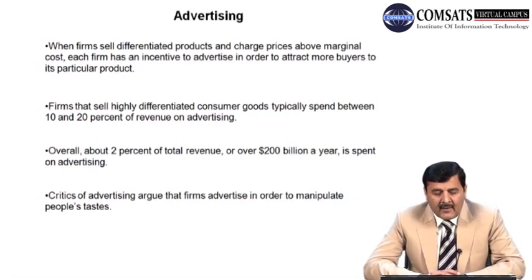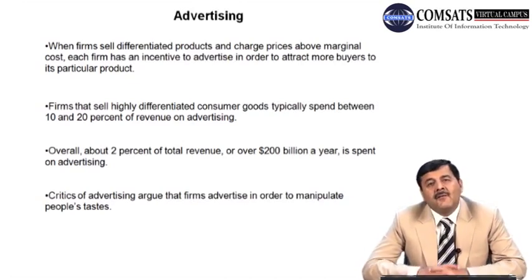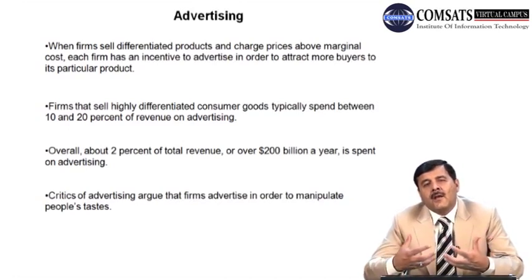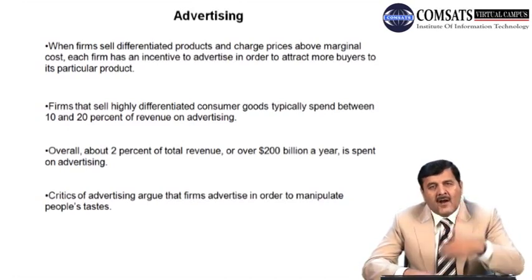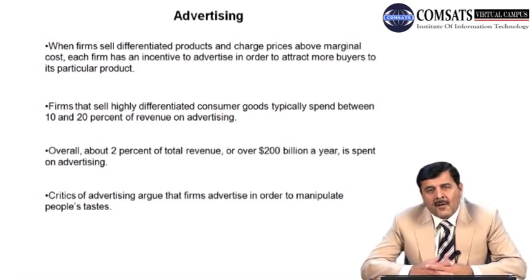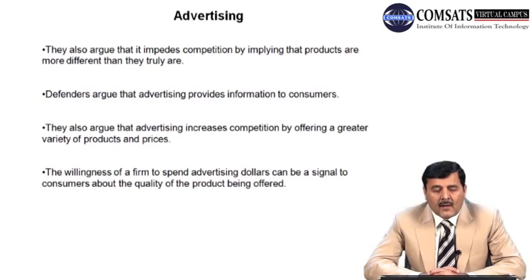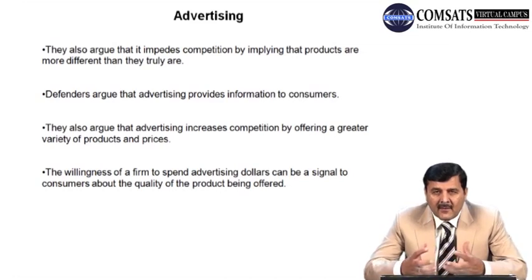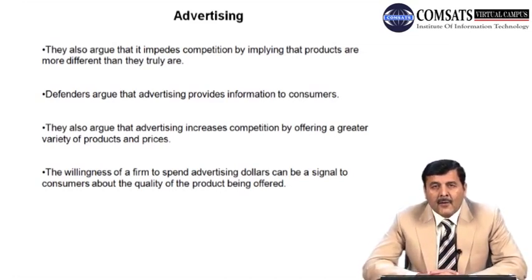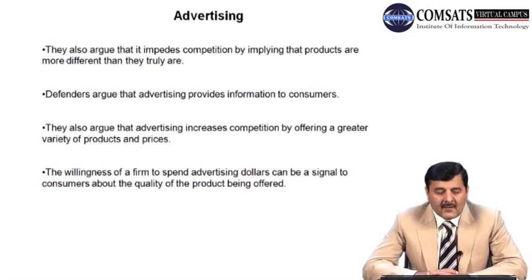Now critics of advertising say that firms advertise in order to manipulate people's taste. So they advertise to manipulate the consumer, they want to manipulate the taste, right? They want to divert the consumer from other products to their products. The critics also argue that it impedes competition by implying that products are more different than they truly are. So एक किस्म का आपको इससे अंदाज़ा होता है कि प्रोडक्ट इतनी सिमिलर नहीं है, so there is a lot of difference among the products.